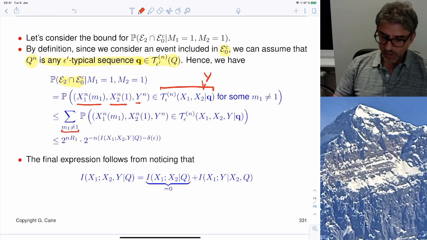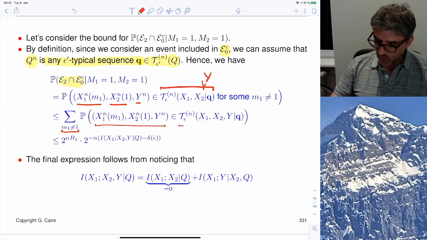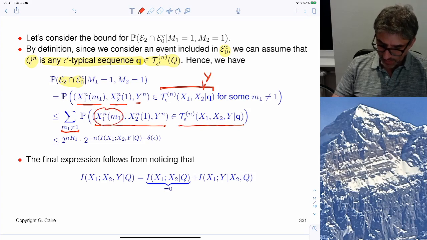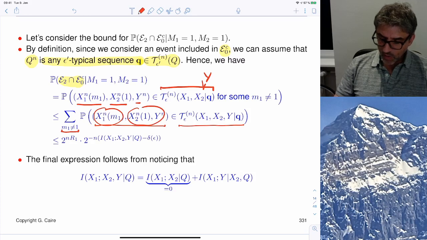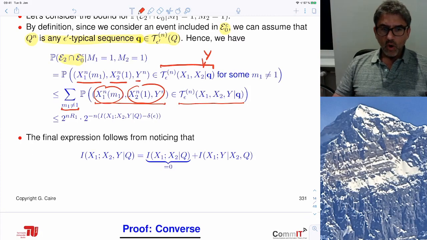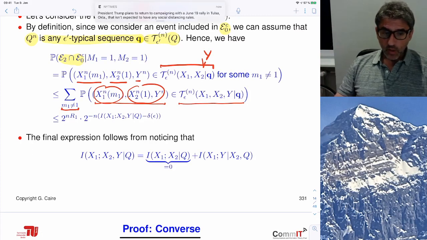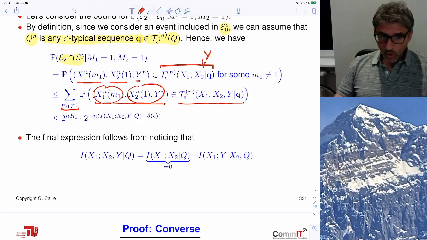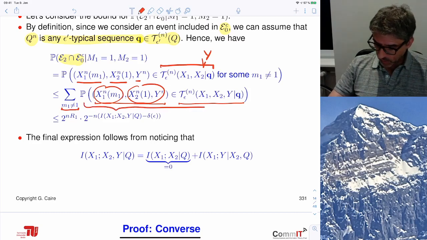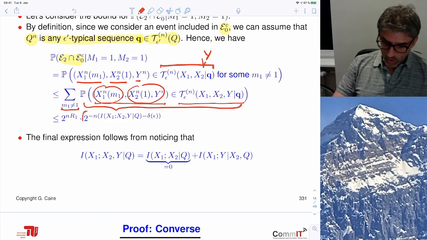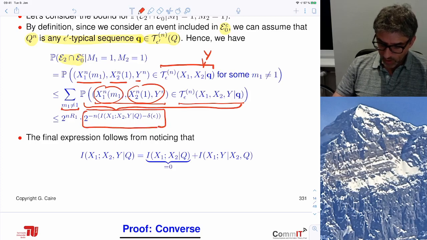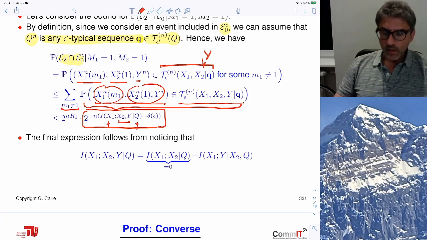So I sum over all possible messages m1 different from 1, and here I have the probability that this triple is jointly typical, but this triple has the property that x1 is independent of x2 and y. And we know that the probability that two long sequences that are independently distributed according to the marginal probabilities are jointly typical goes exponentially to 0. So this term here goes like, and this is the joint typicality lemma, 2 to the minus n times the mutual information between the two objects. And the two objects are x1 on one side and x2y on the other side. And then given q, because we are considering this conditional typicality lemma given the sequence q. So this is just a joint typicality lemma.